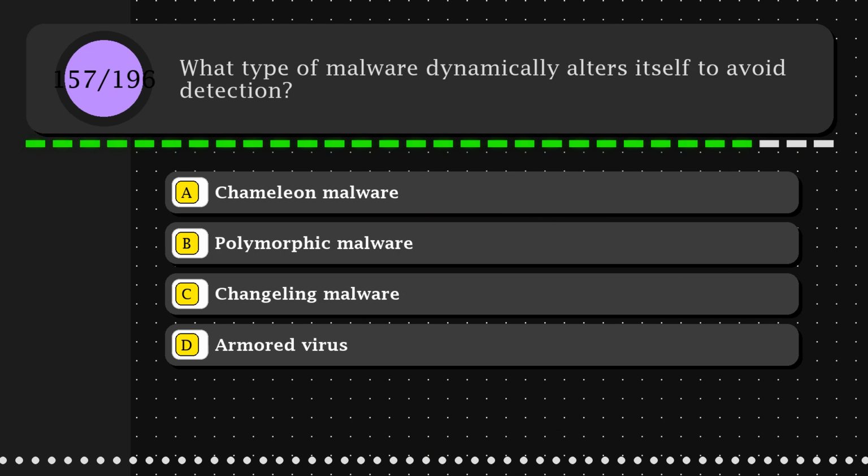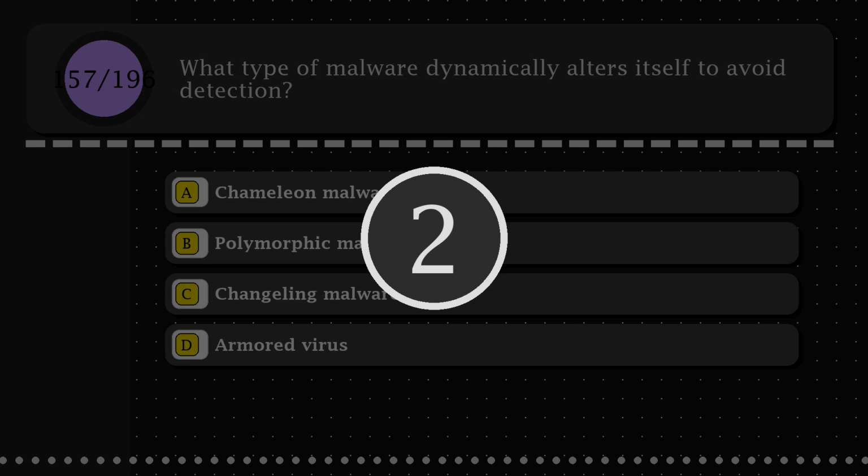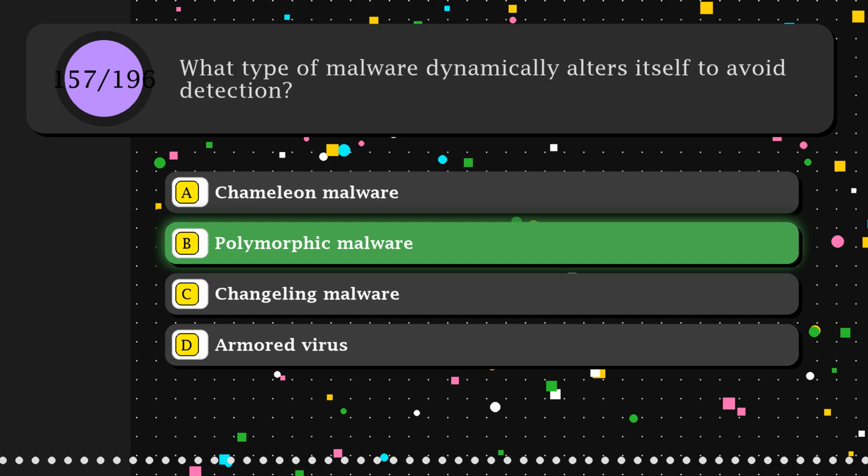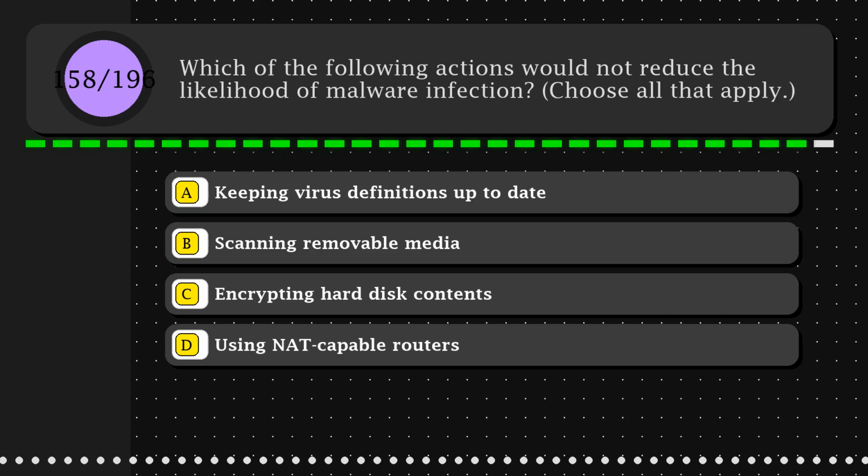Question 157. What type of malware dynamically alters itself to avoid detection? Option A. A chameleon malware. Option B. Polymorphic malware. Option C. Changeling malware. Option D. Armored virus. The correct answer is option B. Polymorphic malware.